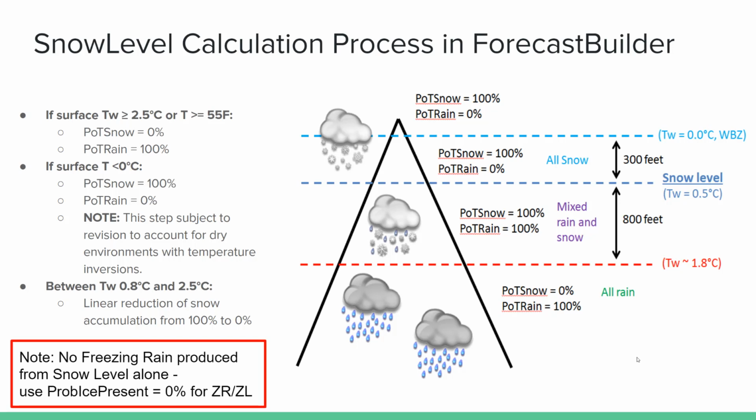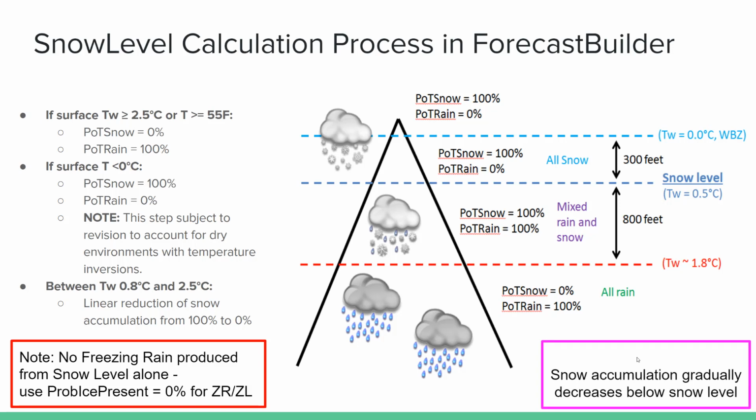Finally, the last QC check is on reducing surface snow accumulations above wet bulb temperatures of about 0.8 Celsius up to 2.5 Celsius, with no snow accumulations allowed above 2.5 degrees Celsius. This linear phase out of snow accumulations allows for a more natural reduction in snow totals and minimizes sharp edges or gradients in snow totals over short distances.